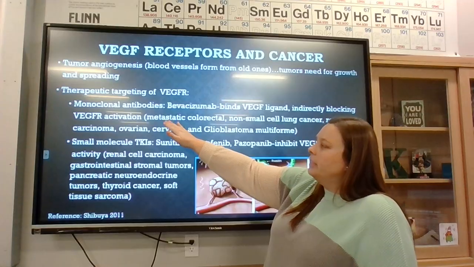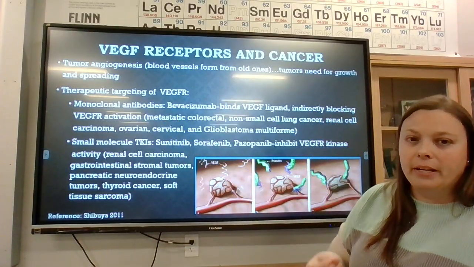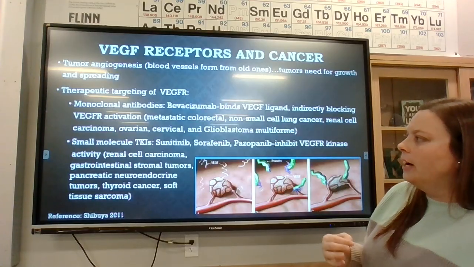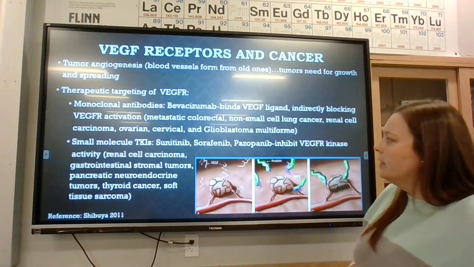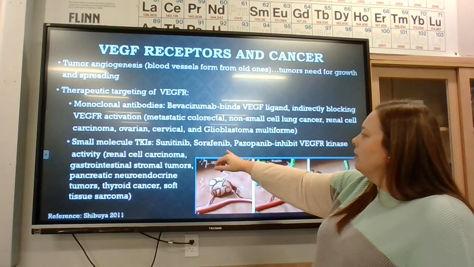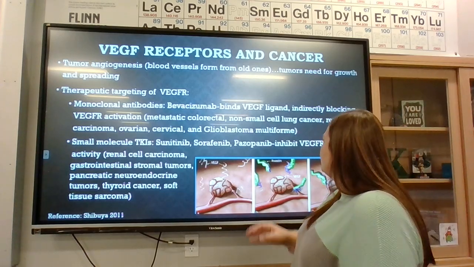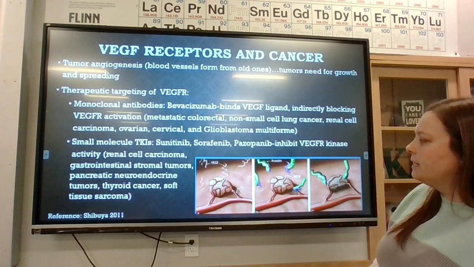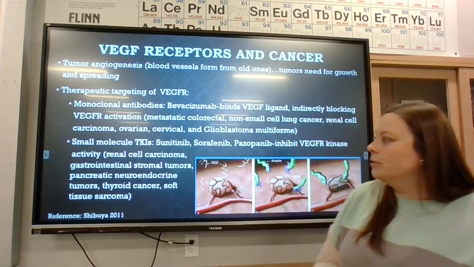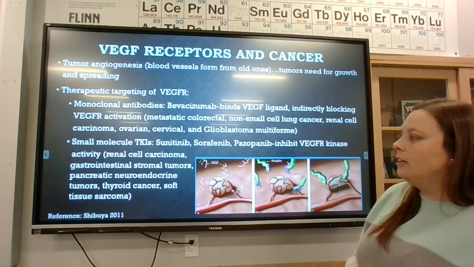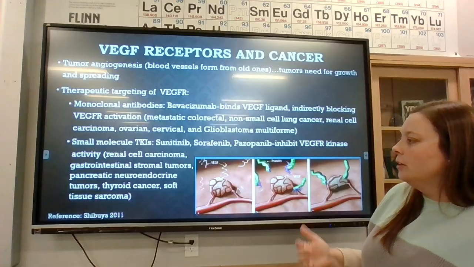In addition to the monoclonal antibodies, we also have developed some medications that inhibit this pathway that are small molecule. Sunitinib, sorafenib, pazopanib, all of those can inhibit the VEGFR kinase activity, and those are effective in renal cell carcinomas, gastrointestinal stromal tumors, pancreatic neuroendocrine tumors, thyroid cancer, and soft tissue sarcomas.